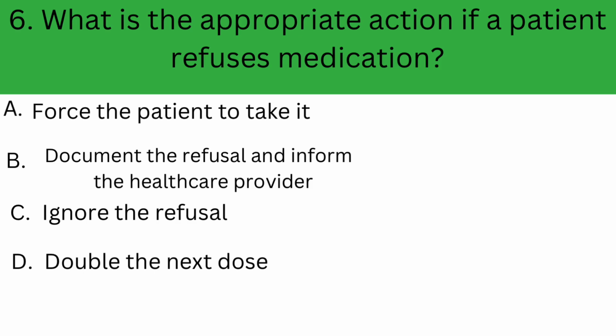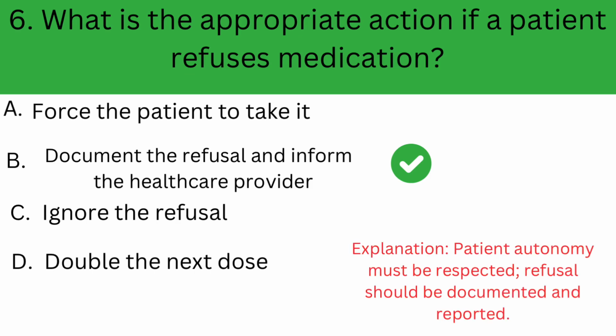6. What is the appropriate action if a patient refuses medication? A. Force the patient to take it. B. Document the refusal and inform the healthcare provider. C. Ignore the refusal. D. Double the next dose. Answer. B. Document the refusal and inform the healthcare provider. Explanation. Patient autonomy must be respected. Refusal should be documented and reported.